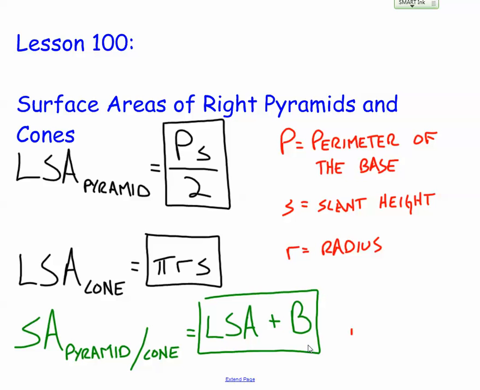So if the base is a rectangle, you find the area of that. If the base is a circle, you find the area of that. Whatever the base is, you have to find the area of it and then add it to the lateral surface area using these rather complex looking equations, but just reference your notes every time you need them.